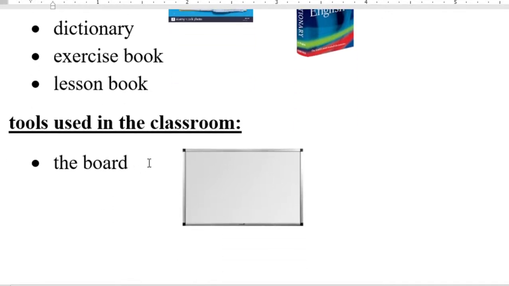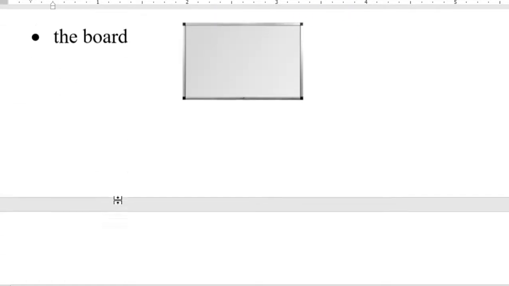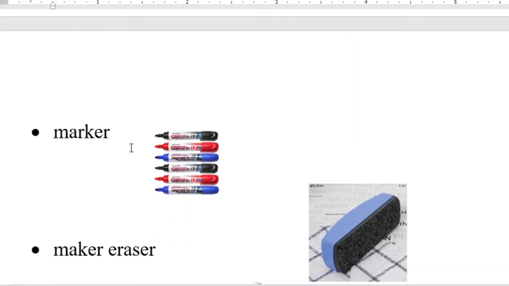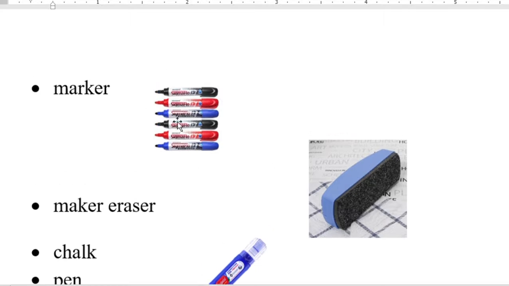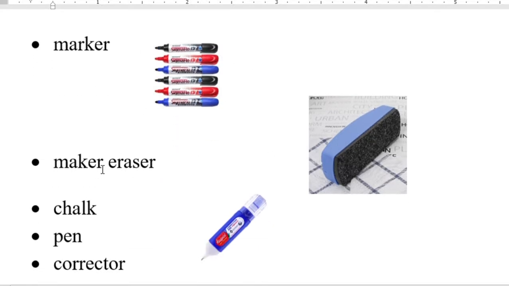So tools used in the classroom. ما هي الأدوات التي نستعملها في So the tools used in the classroom. We use the board. So the board, we use it in order to write things on. All right. And of course, we need a marker in order to write on the board. And we need an eraser in order to clean what you write on the board. Fine. So eraser. We have marker and we have marker eraser.